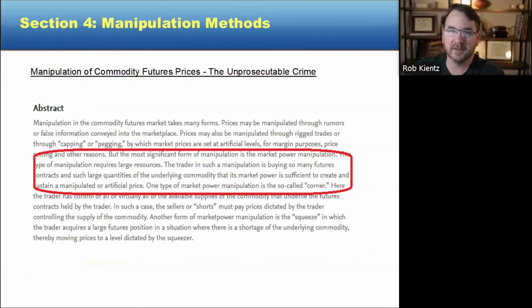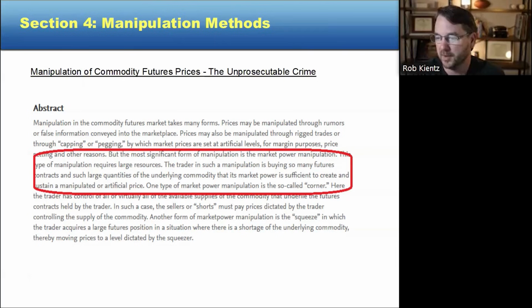This is a particular piece that he published that I've quoted before on my channel called The Manipulation of Commodities Futures Prices, the Unprosecutable Crime. Interesting. Let's read a section from his abstract at the beginning of the paper. He says, manipulation in the commodities futures market takes many forms. Prices may be manipulated through rumors or false information conveyed in the marketplace. Prices may also be manipulated through rigged trades or through capping or pegging, by which market prices are set at artificial levels for margin purposes, price setting, and other reasons.